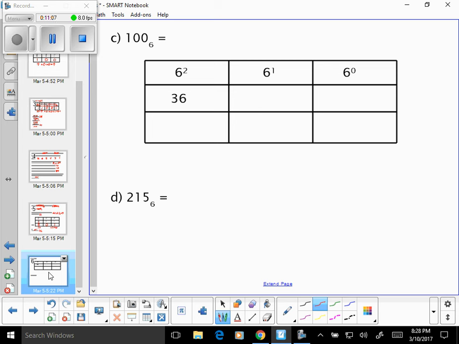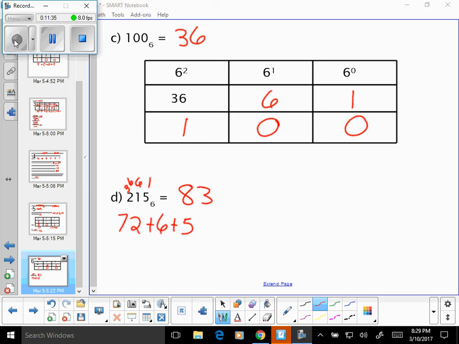I can also work in base 6. Again, 6 to the 0 is 1, 6 to the first is 6, 6 to the second is 36 because 6 times 6 is 36. I have 0 in the 1s, 0 in the 6s, 1 in the 36. So 100 base 6 equals 36. You hit pause and try D. And I hope you got 83.